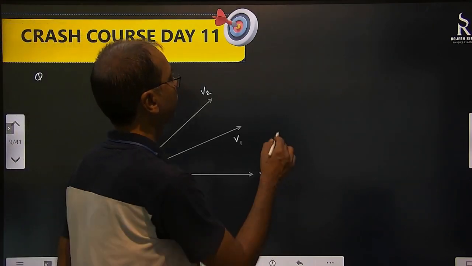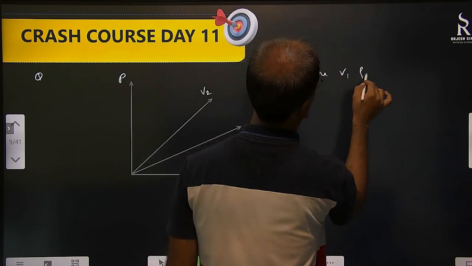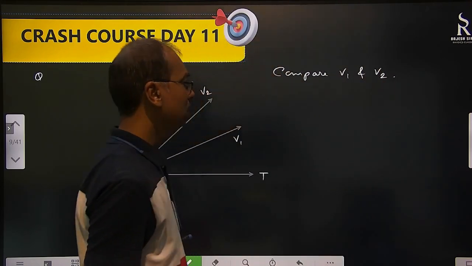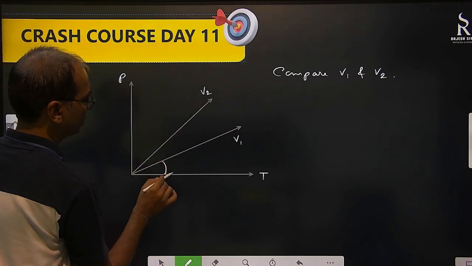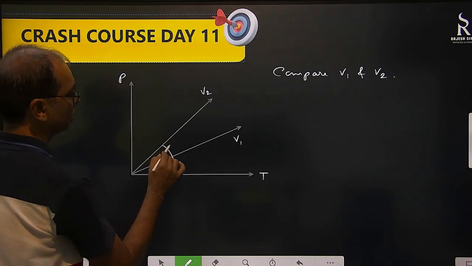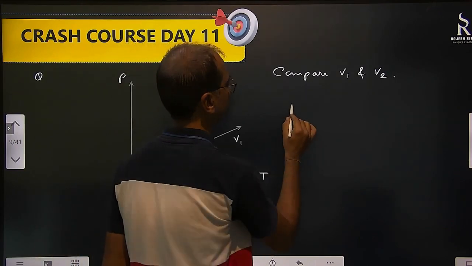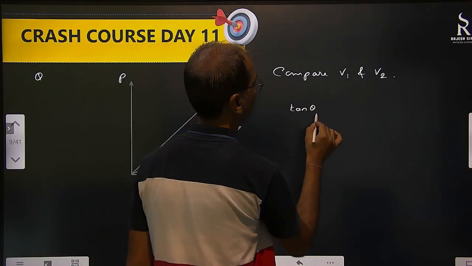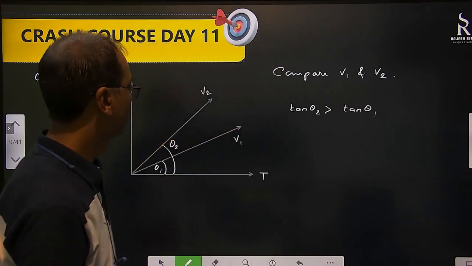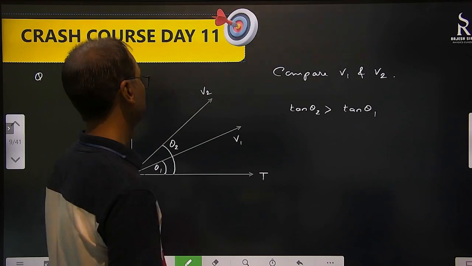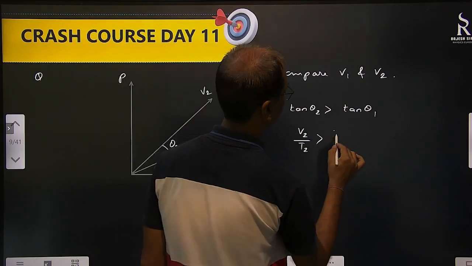What can we comment about V1 and V2? Compare V1 and V2. So it's clear now. In this one, whose slope is more? Graph 2, this we can see. This is theta 2, this is theta 1. So theta 2 is clearly greater than theta 1. So we can write tan theta 2 is greater than tan theta 1. Now tan theta 2 means what? tan theta 2 means P2 by T2, and this is P1 by T1.